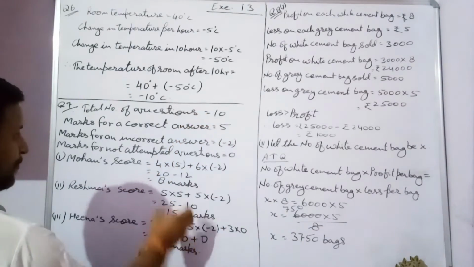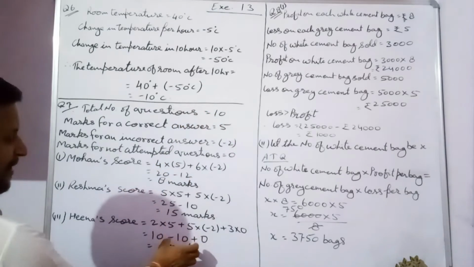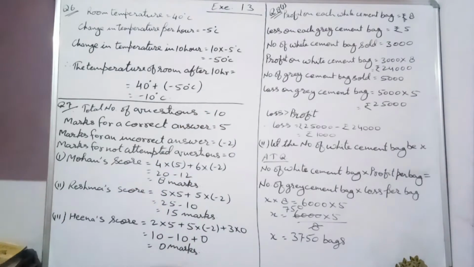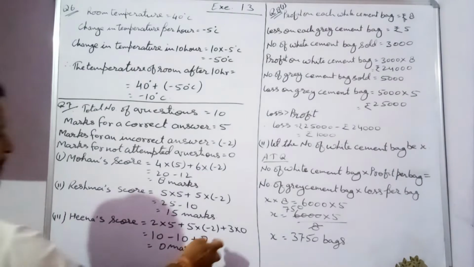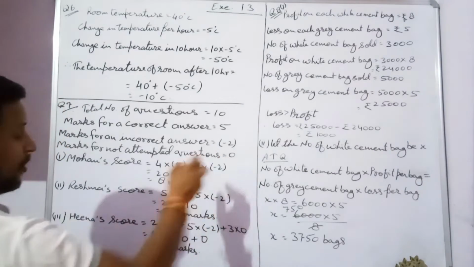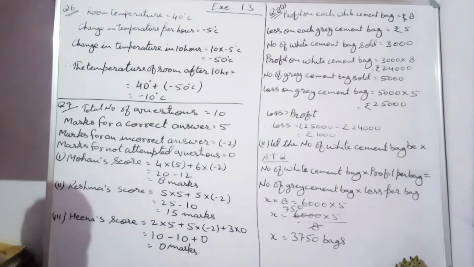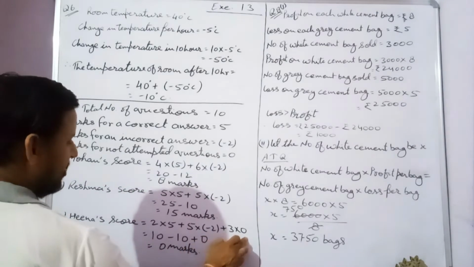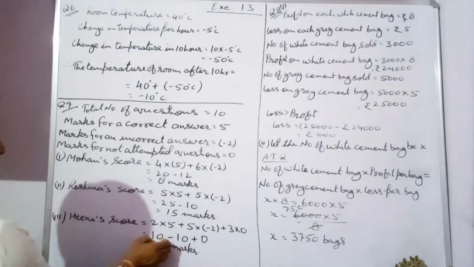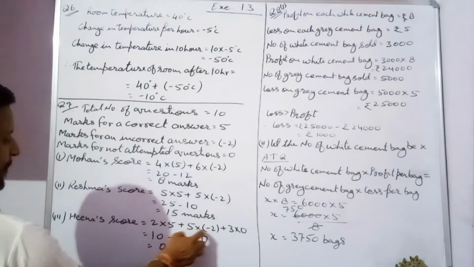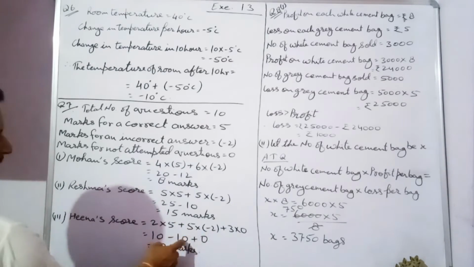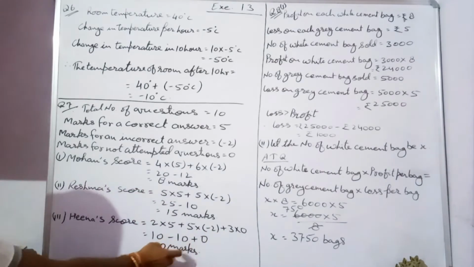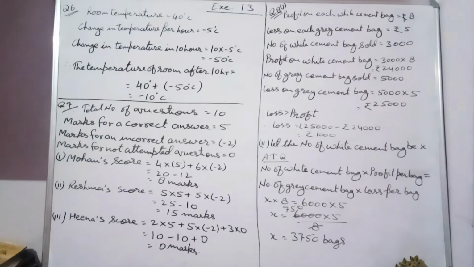So this time, because she is attempting 7 questions, we will subtract the 7 from the 10. It means that 3 questions are there which she did not attempt. So we will take plus 3 into the marks given for every non-attempted question, so that is 3 into 0. Now 2 5s are 10 minus, because plus minus will become a minus, 5 2s are 10, and 3 zeros are 0. Solve it. It means that Hina's score here is 0.